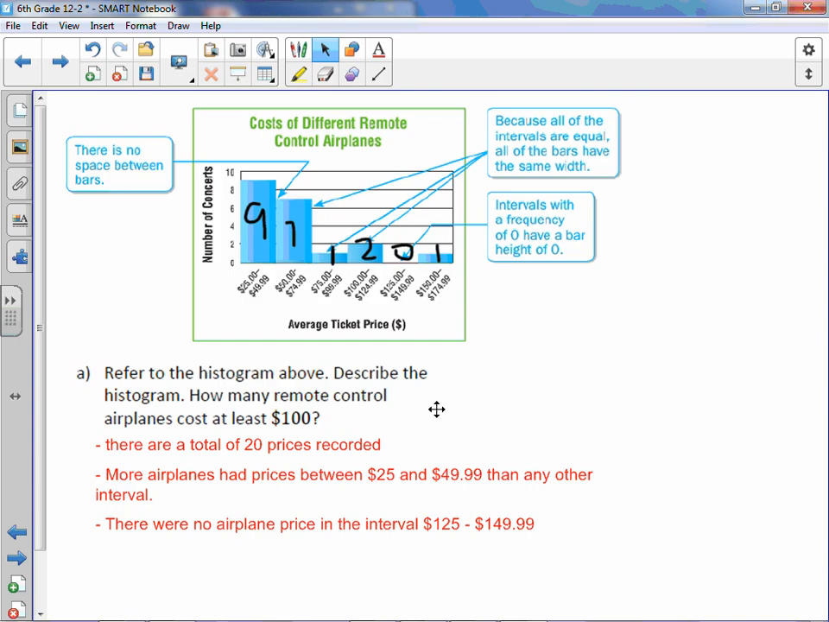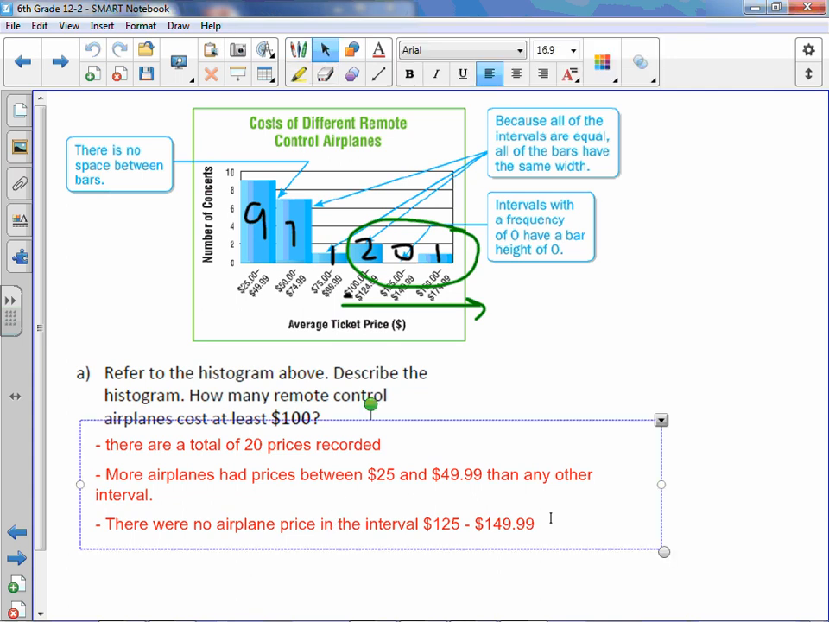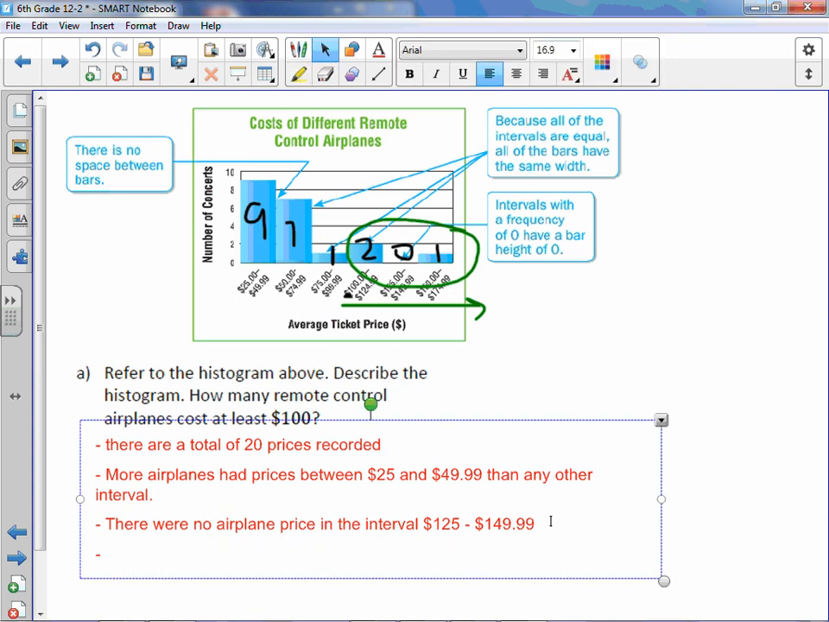Now, how many remote control airplanes cost at least $100? Here's our $100 mark. We want at least that much, which means I want $100 and up, which would be all of these intervals. Add those up, that would be 3 airplanes. So let's add that to our answer. 3 planes were at least $100.